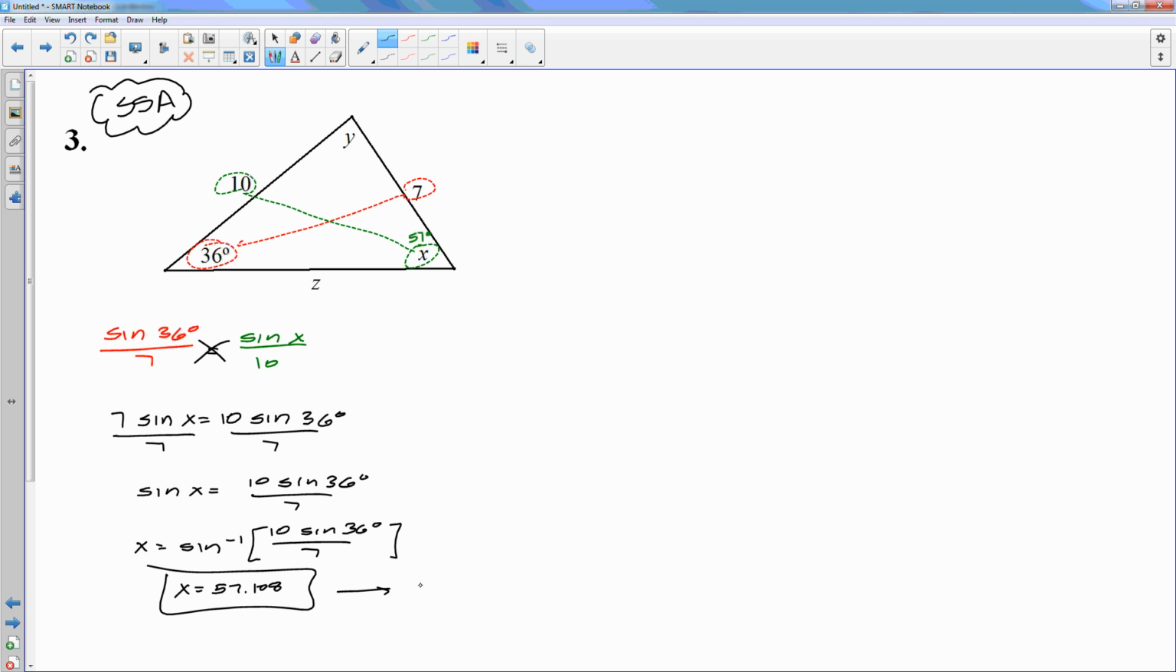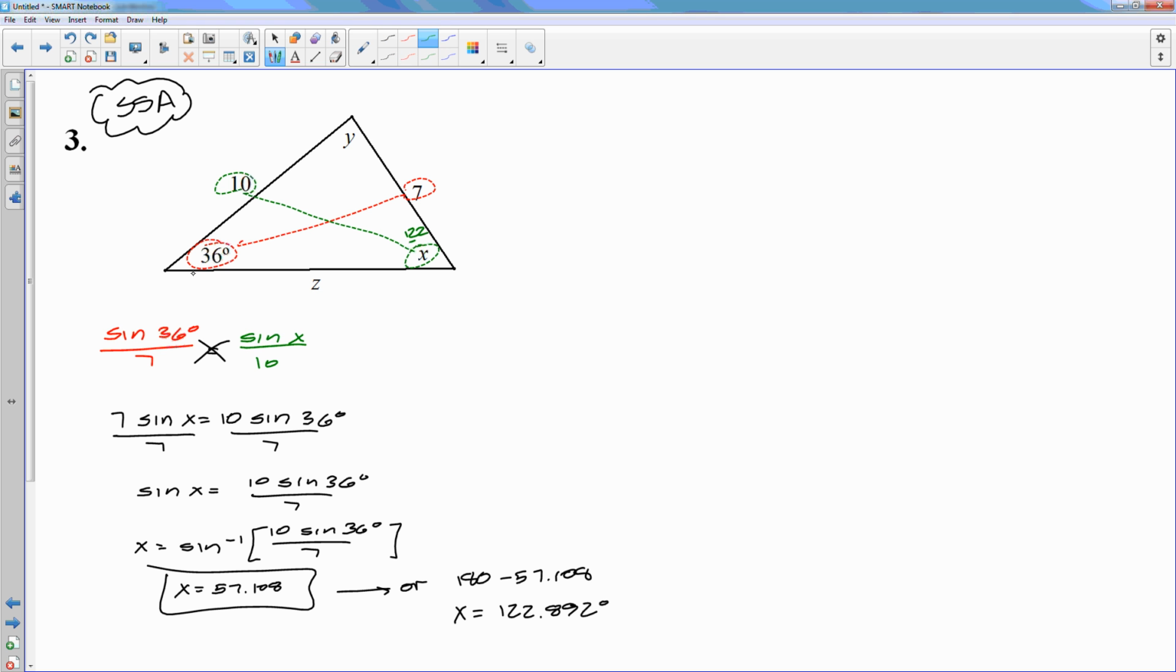So x could be 57.108, or we can subtract that from 180 to get a second possible answer for x. So x could be 57, or x could be 122.892. So I subtracted from 180, and an angle of 122, well, let me think about that one. Does 122 make sense?